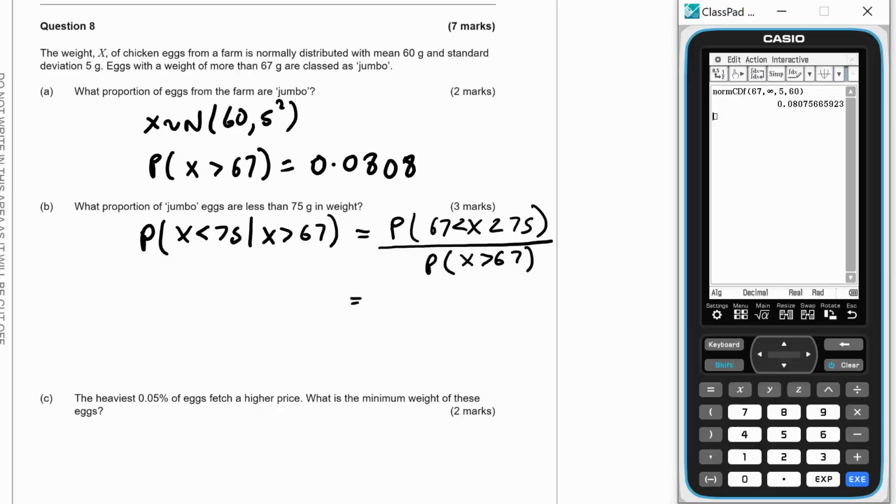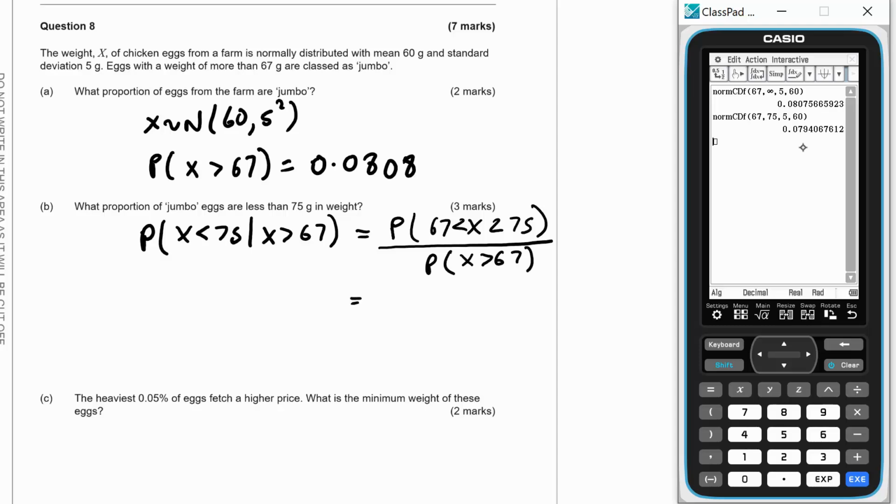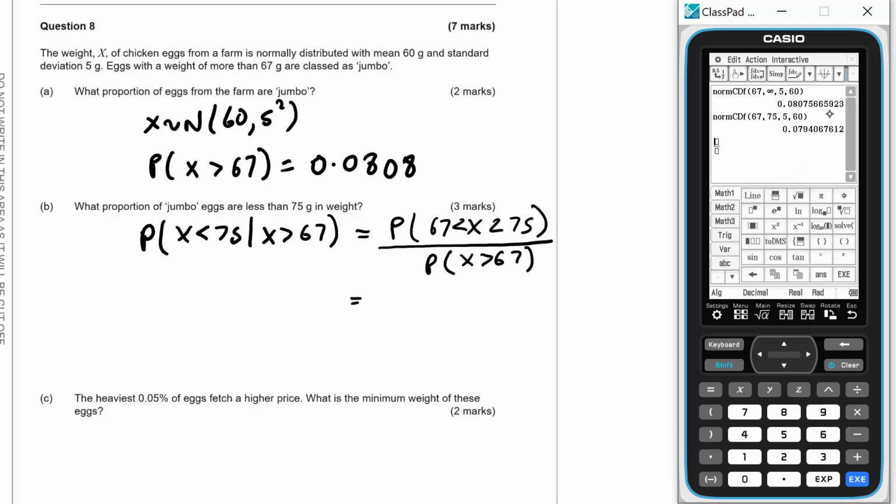So we want, again, the normal CDF. And we want to go from 67 up to 75, with 5 and 60. So that's that. And then we need to divide by the probability that X is more than 67, which was the answer to the first part of the question. So it's going to be basically that divided by that, which is 0.9832.